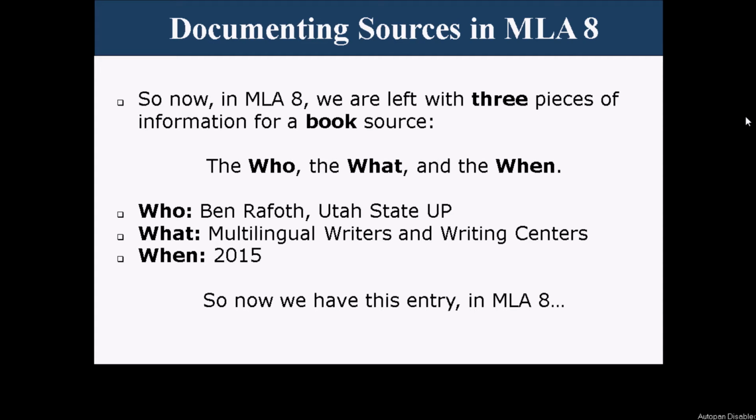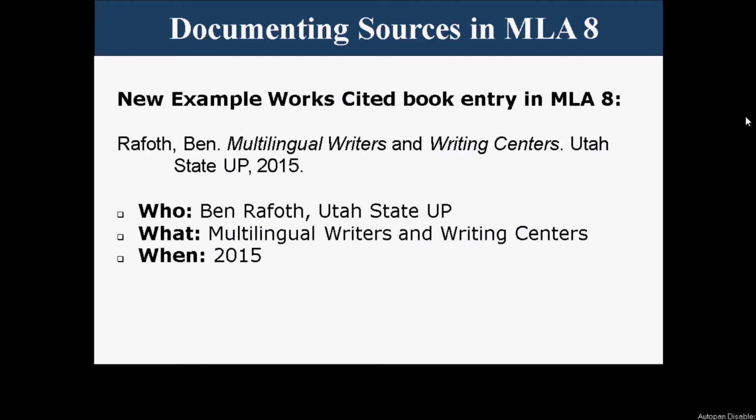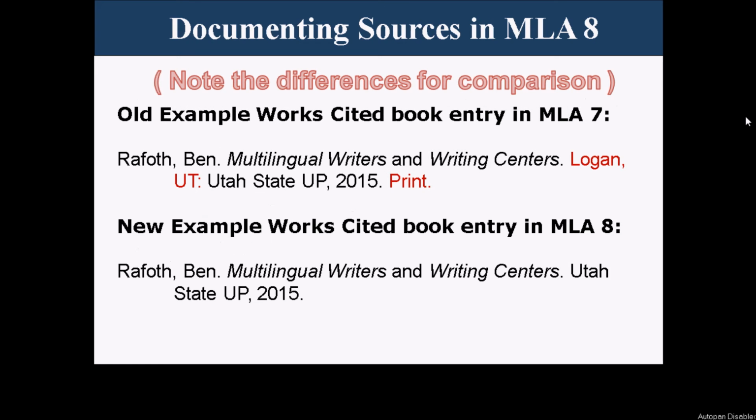So note what we have here for an entry in MLA 8 for a book. Notice we have the who, Ben Rayfoth, Utah State Press, the University Press is the publisher, the what, and when, 2015. This isn't too much different than what it looks like in MLA 7. Note the 2 pieces of information that are gone, however, again. Here in red, you'll see that Logan, Utah, and the type of source, print, are highlighted in red in the first example that we would see under MLA 7, and these items are those that are missing in MLA 8.